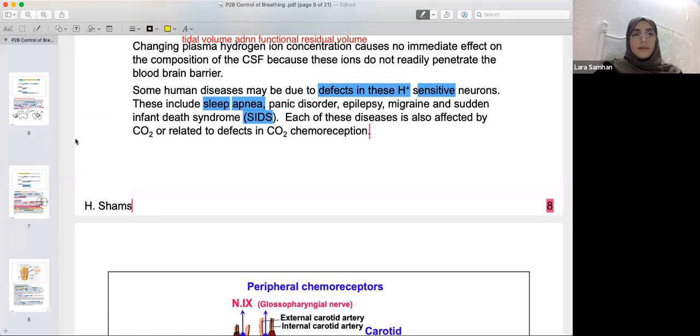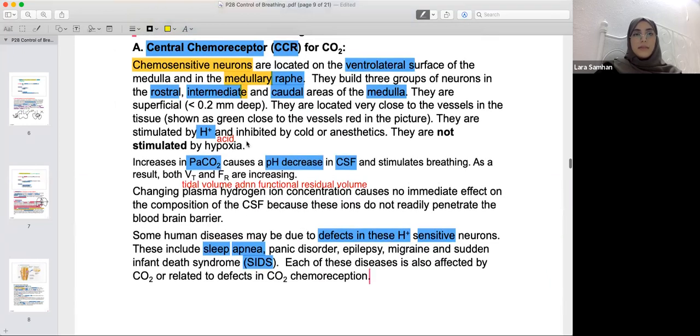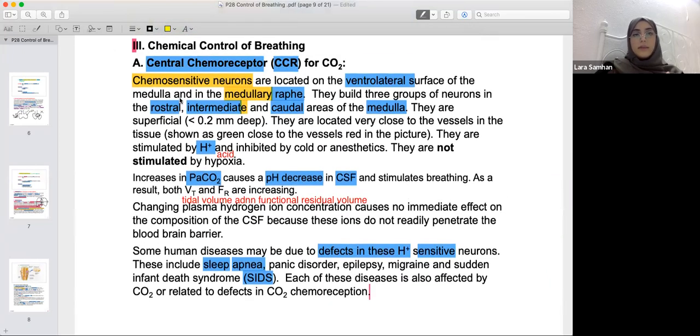Okay, so somebody requested to repeat the CSF part. Okay, I'm going to repeat it now. I'll repeat it, inshallah, in a way that's going to be clearer.